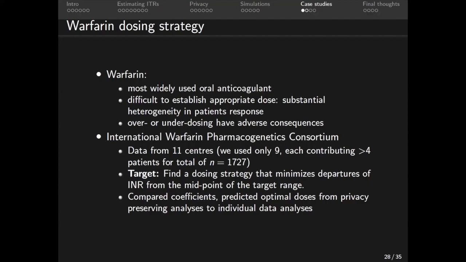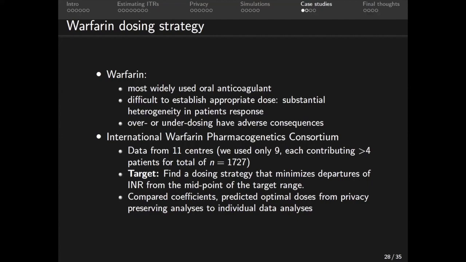So there's a large trial, data from 11 different centers. I say large, it wasn't that large. Lots of centers, not that much information, where they were trying to target a dosing strategy that would minimize departures from what's known as the international normalized ratio. It's a measure of blood clotting. Right? We don't want too much clotting. If people have too many clots, they can have strokes, they can have heart attacks. We don't want too little clotting because you can bleed. So we want to be right in the middle of this INR range. The target is usually between 2 and 3. So we were trying to minimize departures of the INR from 2.5, right in the middle of the range.